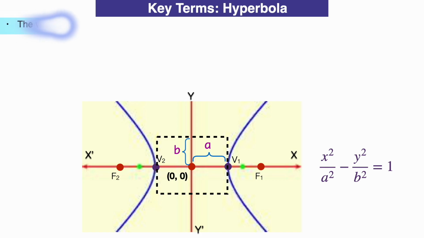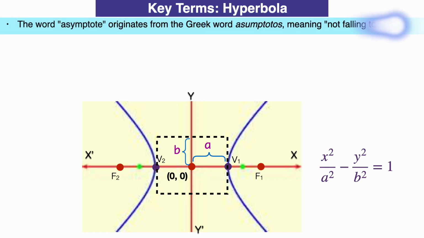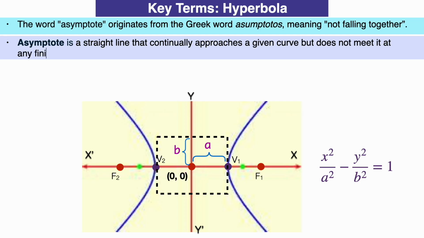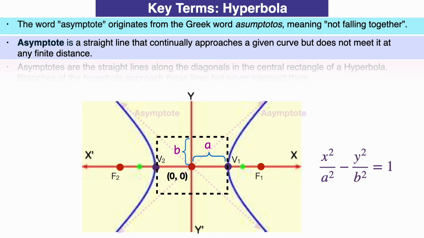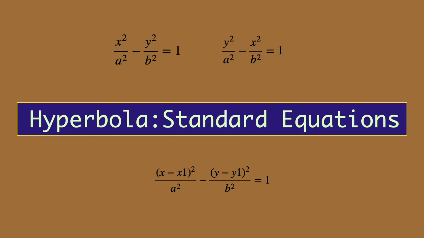The word asymptote originates from the Greek word asymptotos, meaning not falling together. An asymptote is a straight line that continually approaches a given curve but doesn't meet it at any finite distance. Asymptotes are the straight lines along the diagonals in the central rectangle of the hyperbola. Branches of the hyperbola approach these lines but never intersect them.